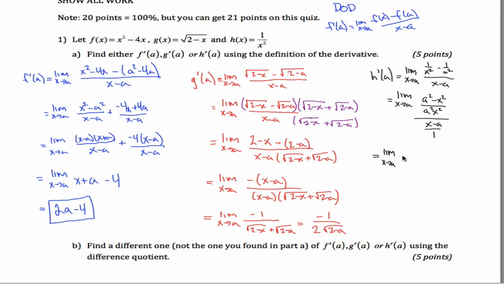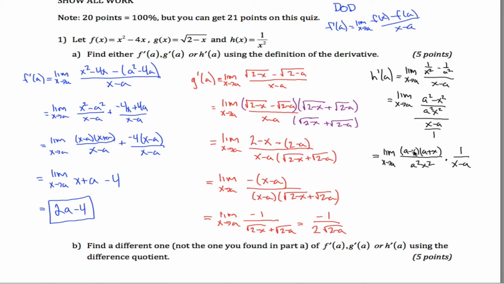A squared minus x squared is the difference of squares. So I'm going to write it as a minus x times a plus x. And that's getting divided by a squared x squared. And I'll multiply that by 1 over x minus a. I got an a minus x and an x minus a, really close. I wish I could cancel those out. They're not quite the same.